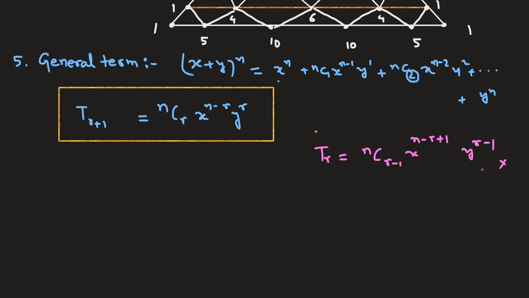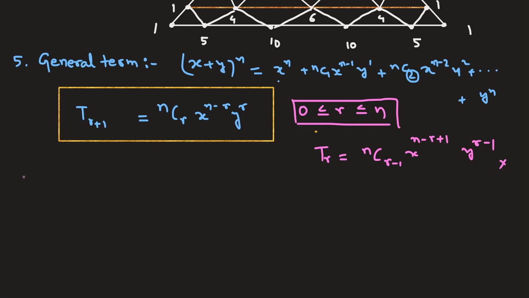That's why in binomial we consider tr plus 1 as the general term, and here we put the restriction 0 less than or equal to r and r less than or equal to n. This is the formula by which you can generate any term of the binomial. So this formula has the capability to generate any term.